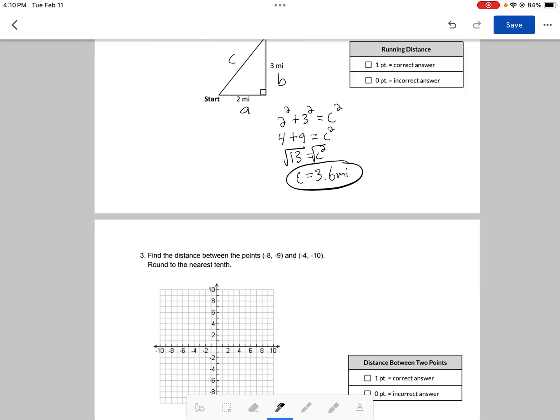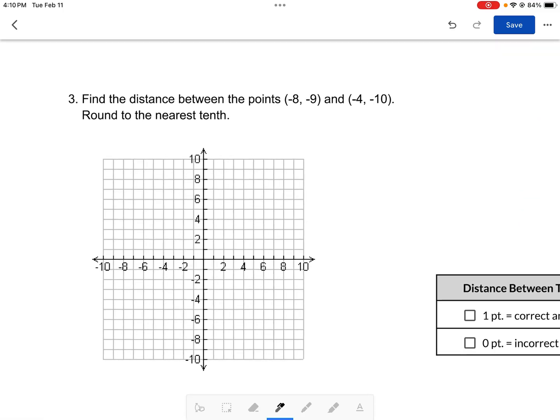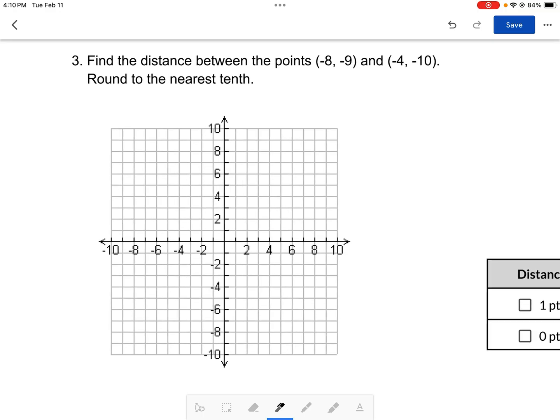Okay, moving on to number 3. It says find the distance between the points -8, -9, and -4, -10. Round to the nearest tenth. All right, so I'm going to go ahead and plot these points first. So -8, -9. I'm counting by 2's on this graph, so be careful of that. And -4, -10.